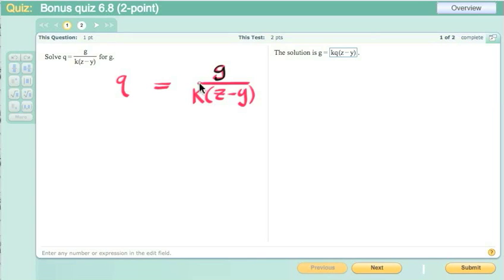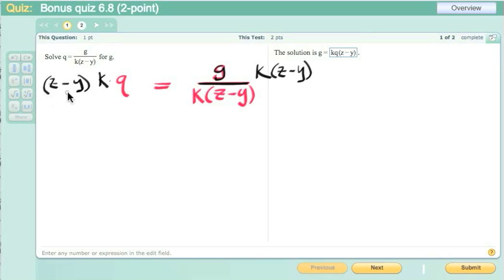And really all we do now is undo what's being done to g. And what's being done to g as we look at it is it's being divided by two quantities. And so we're going to multiply by those two quantities. We're dividing by k, so we're going to multiply by k. And of course, since we have an equation, what we do to one side, we have to do to the other side to maintain balance. We're also dividing by this quantity, so we're going to multiply by that quantity, z minus y. And we will do that to this side as well.